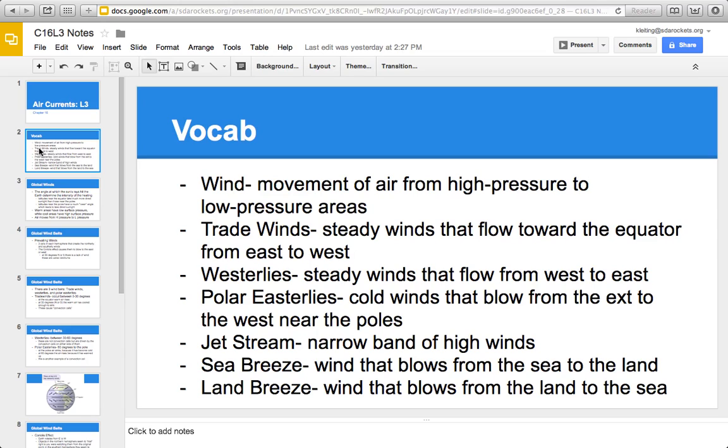Sea breeze is wind that blows from the sea to the land. Remember, if it's a sea breeze, it's sea to land. Land breeze is the exact opposite. It blows from land to sea. So they're naming them by where they're originating from.